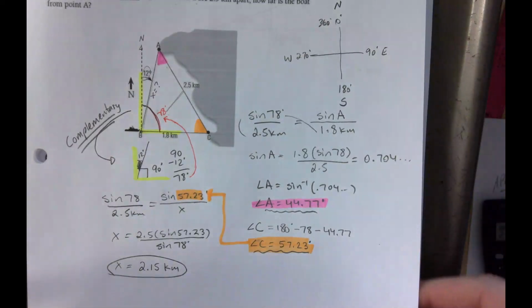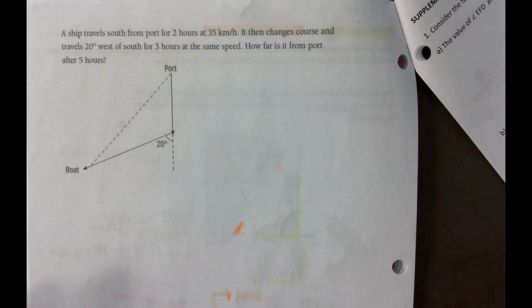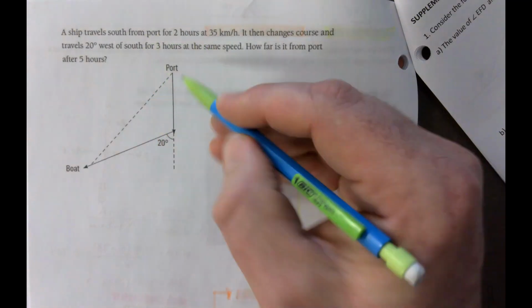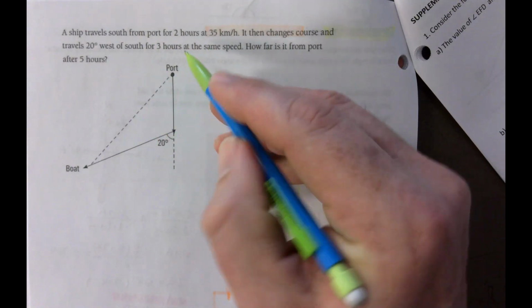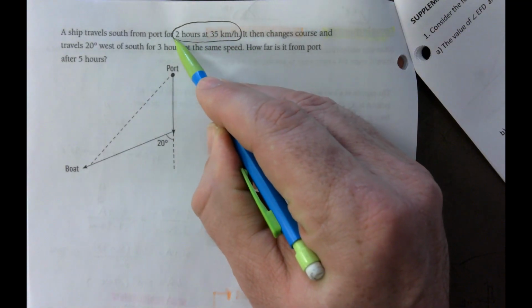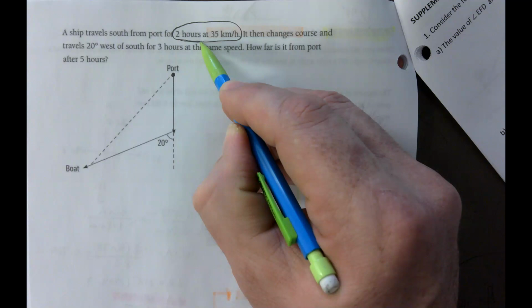Let's keep going here. I want you to try 33 with me. I'm not going to solve the whole thing. I'm just going to ask you. This may or may not show up again, something like this on 33. A ship travels south from the port, so right, you go from here, travel south for 2 hours at 35 kilometers an hour. Circle this. How far did you travel if this is the case?